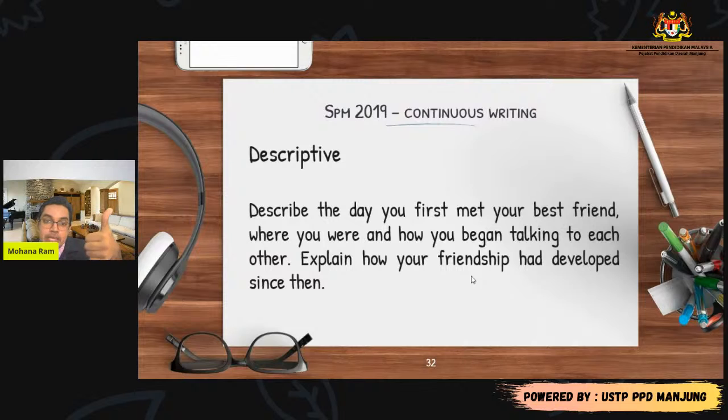So describe the day you first met your best friend, where you were, how you began talking to each other, and explain how your friendship has developed since then. So details, you have to give details for all these four details. Make sure when you answer questions like this, SPM questions, you give all the details very vividly, clearly, clear details.